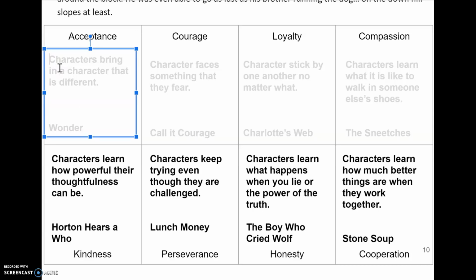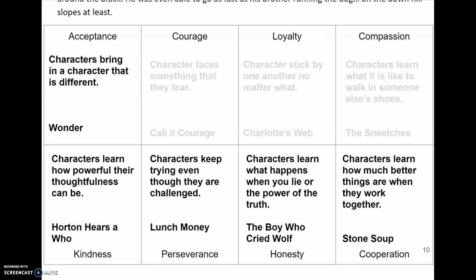Acceptance is a story where characters bring in a character that is different. So Wonder is a story that looks at acceptance and how characters can make friends with someone who isn't the same as them, and it ends up being a positive thing.